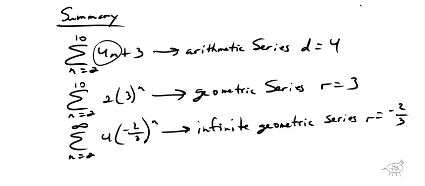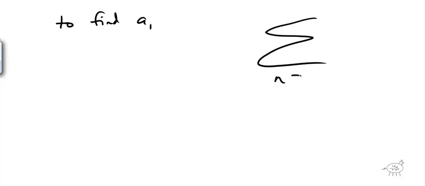So again, one more quick note here is, remember, if I want to find a sub 1, so let me just draw the big sigma here, so n goes from, let's say, 3 to 10, of 2 times 3 to the n power.